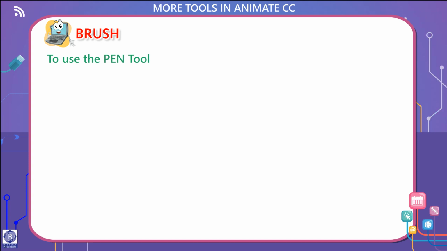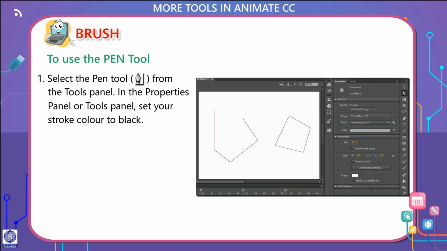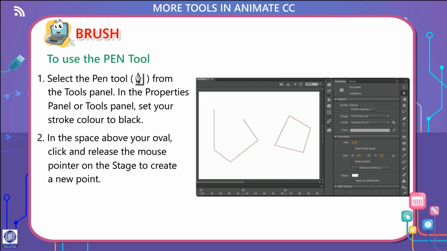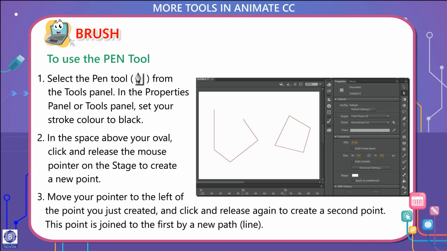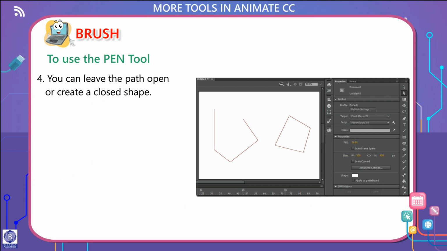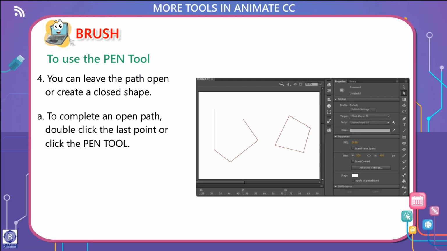To use the pen tool, select the pen tool from the Tools panel. In the Properties panel or Tools panel, set your stroke color to black. In the space above your oval, click and release the mouse pointer on the stage to create a new point. Move your pointer to the left of the point you just created and click and release again to create a second point. This point is joined to the first by a new path, line. You can leave the path open or create a closed shape. To complete an open path, double-click the last point or click the pen tool.